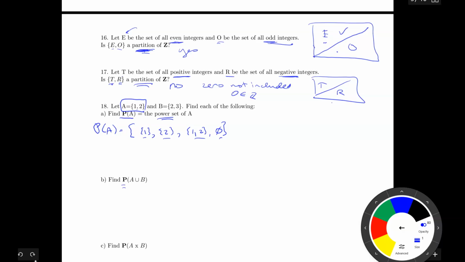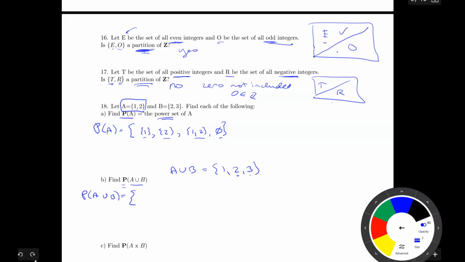So I want to find the power set of A union B. So let's first find A union B. I'm going to put them together. So I'd get 1, 2, and 3, right? I'm not going to write 2 twice. I've included the element 2. So the set A union B includes the elements 1, 2, and 3. All right, so let's go find the power set of A union B.